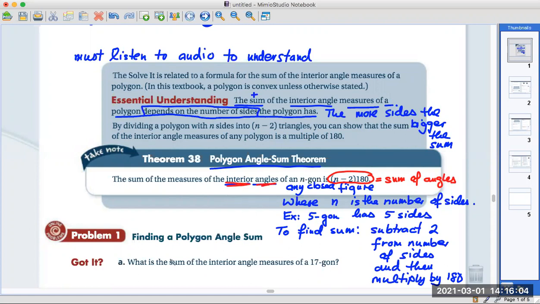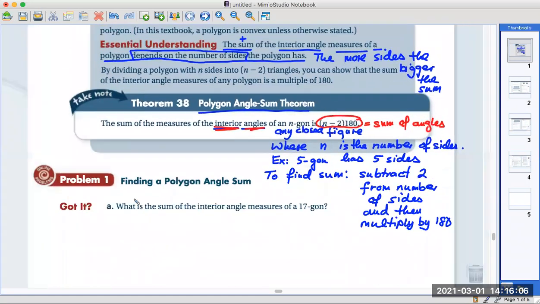Okay, all right, let's look at number 1. When you read the question, make sure you understand whether we are talking about interior angles, because later on we're also going to have problems with exterior angles. So you need to read correctly. What is the sum of the interior angle measures of a 17-gon? So we have 17 sides. We can't even draw that. That's a lot of sides, right? In other words, n is 17. That's all we need here.